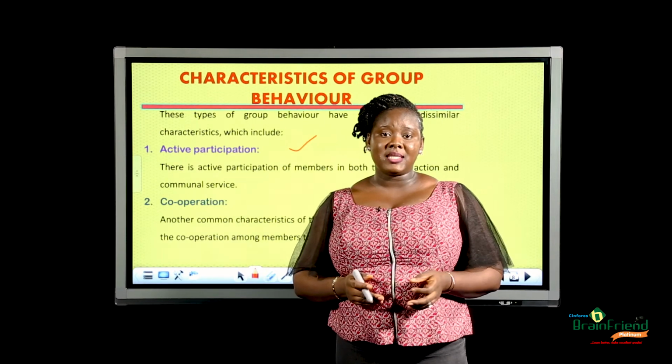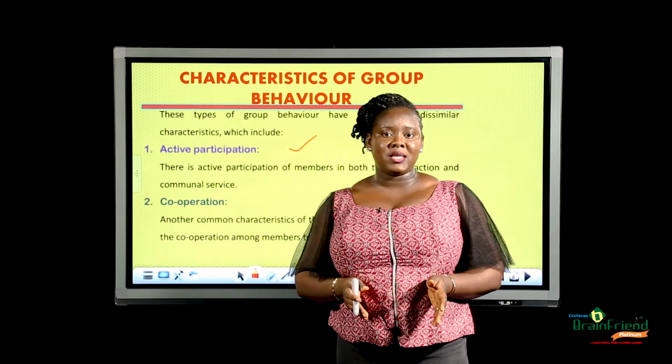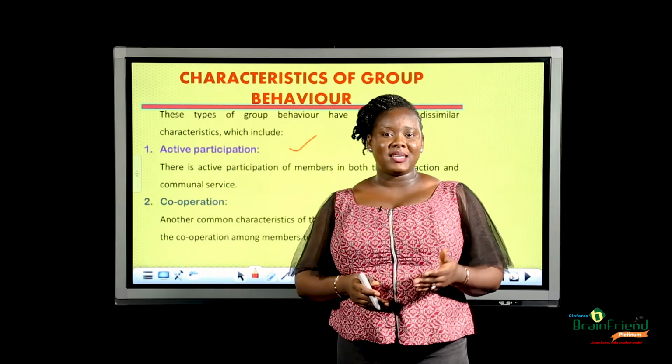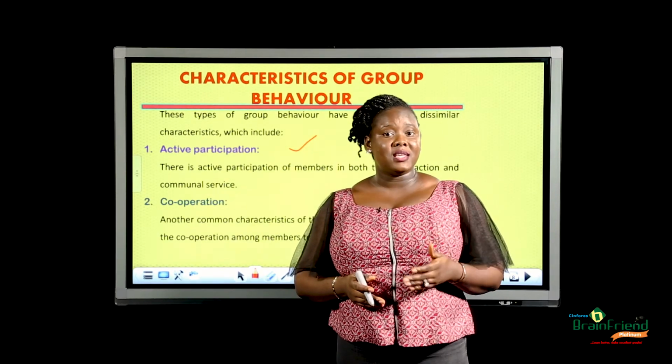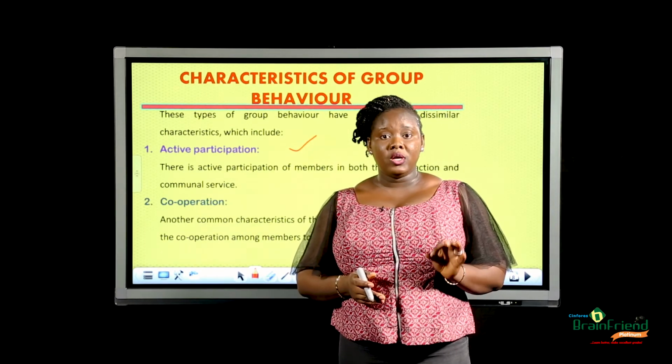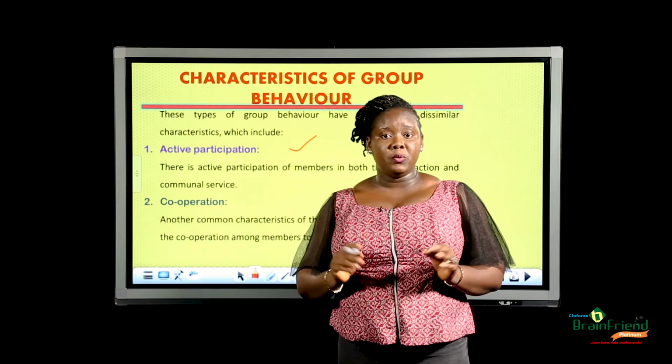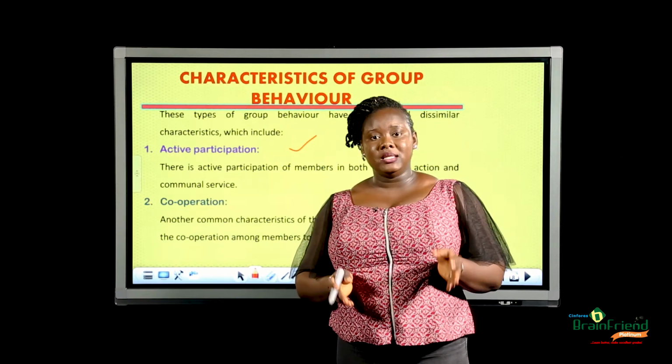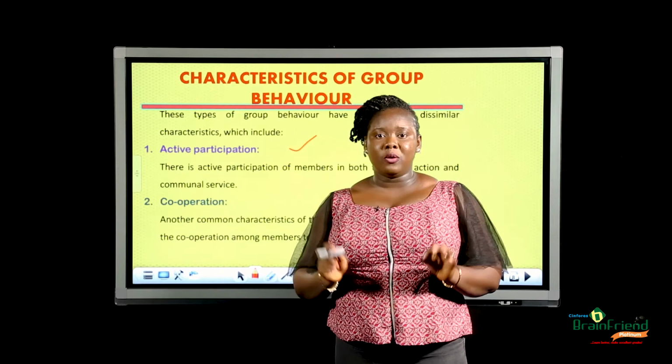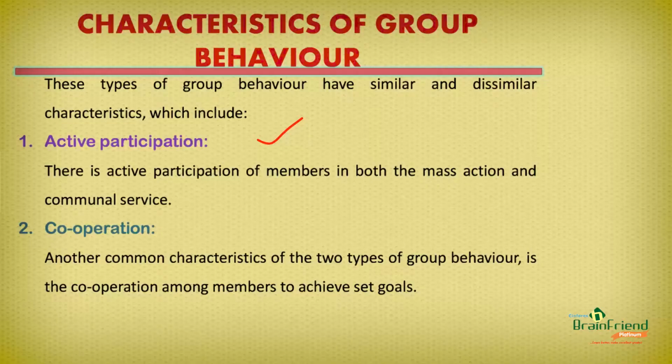For instance, in mass action, you see people come out in mass with their placards in order to pass the message to influence a social change. Also, in communal labor or services, you see people come out together. If they want to clean a market or cut grasses, they come together, do it quickly in order to achieve their purpose. Next, we have cooperation.